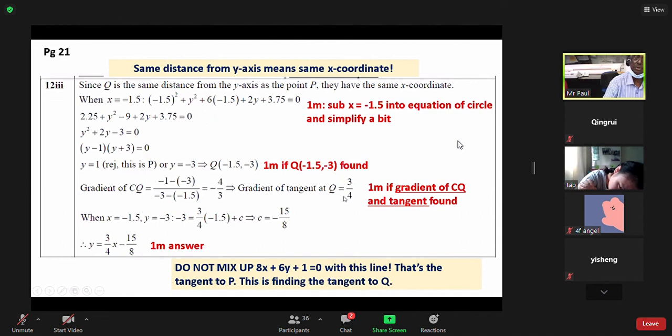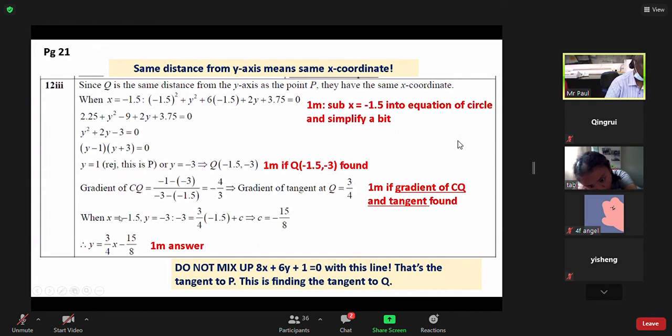I think you all know that. Then after that, you can do it this way, y equals mx plus c or whatever way, then this is your answer. You're just finding the equation of a tangent, which is perpendicular to CQ, the radius. But of course, if Q is wrong, then you won't get the answer.